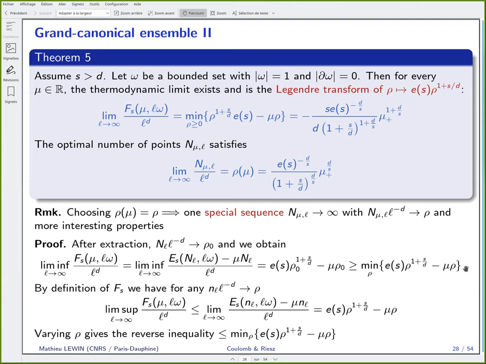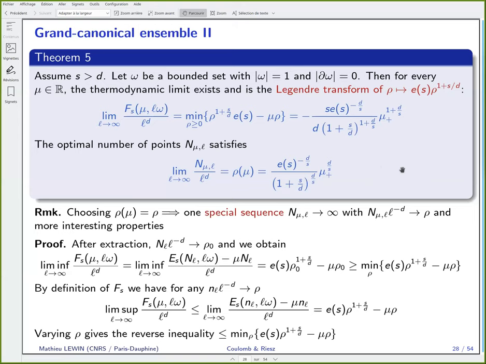But on the other hand, now if you give me any rho, I can find any sequence of integers NL so that NL divided by L to the D goes to that rho. And I use it as a trial state for the minimum here. I just plug it as a trial state. And then of course I get an upper bound since I'm plugging a trial state, and I conclude that the lim sup is less than E of S rho to the one plus S over D minus mu rho. And so if I now minimize over rho, I get that the lim sup is less than the minimum over rho, and I have the lim inf is bigger, so they are all equal. And I have shown the existence of this limit and the value of the limit. And then the argument for N is essentially the same. Okay, so that's very easy.